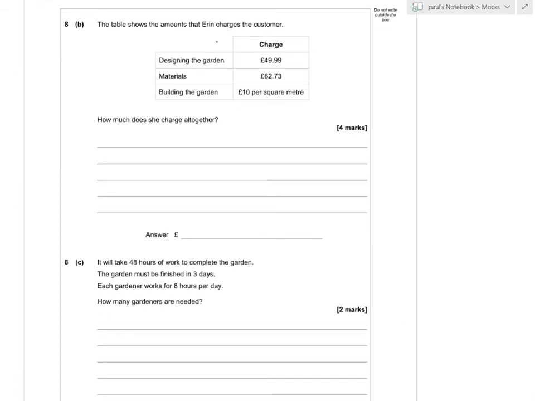The table shows the amounts that Erin charges the customer: designing the garden, materials and building the garden. How much does it charge altogether? Well, we've got $49.99 plus $62.73. Now remember, the garden was £10 times, it was 9 by 11, wasn't it? 9 by 11. Oh, no calculators. Ooh, don't like this. Let's work that out then.